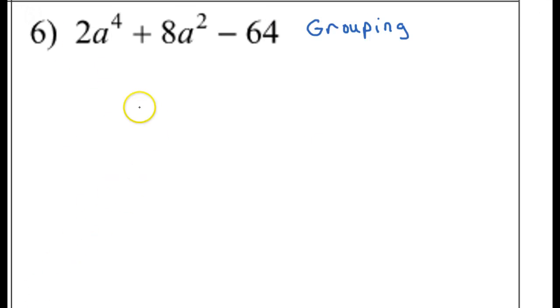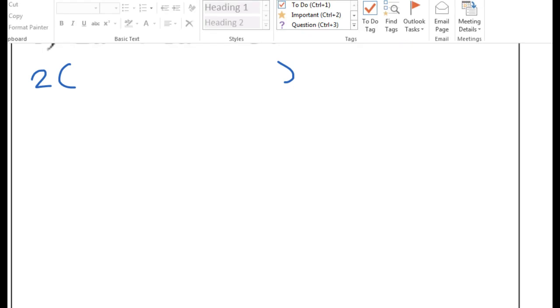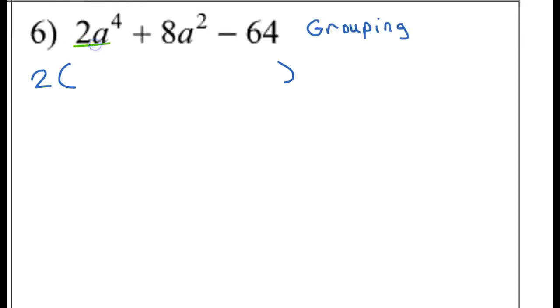Alright, let's do one more problem on this video. This time we're going to try the grouping method. So first we look and see, is there a common factor? Yes, all of these are divisible by 2. So 2 is the GCF, so I'm going to go ahead and pull that out front. That means, of course, I'm going to divide everything by 2. You always divide by your GCF.